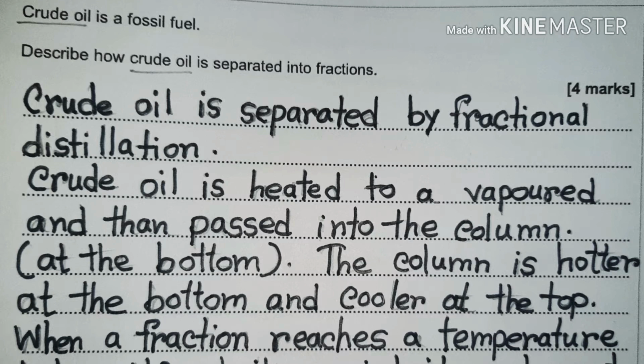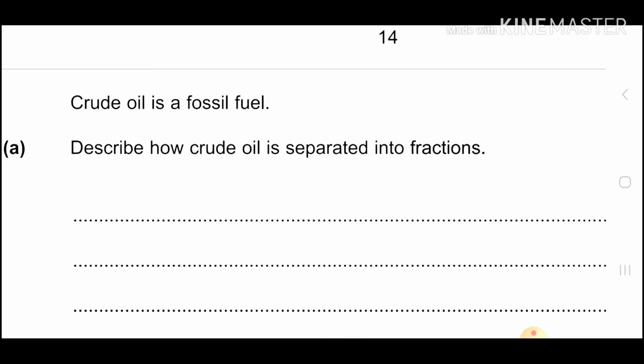Crude oil is separated by fractional distillation. Crude oil is heated to a vapor and then passed into the column at the bottom. The column is hotter at the bottom and cooler at the top. When a fraction reaches a temperature below its boiling point, it condenses to a liquid and is cooled. So the crude oil is heated and evaporates, the column is hotter at the bottom, and the fractions condense at their boiling points.